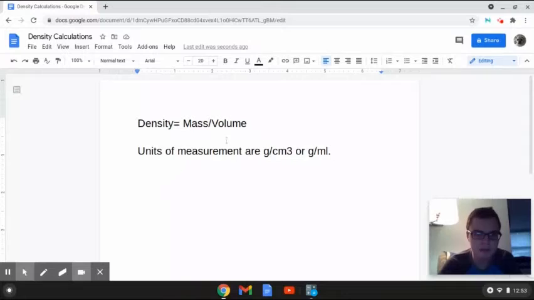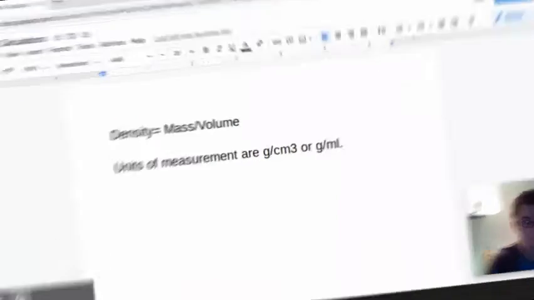Okay, so the way that we're going to be calculating density is by taking mass and dividing it by volume. And the units of measurement that we're going to be using for density are grams per centimeter cubed or grams per milliliter, depending on the problem. Now some of these are going to be regular problems, and some of them are going to be word problems. So let's try a few of them together.